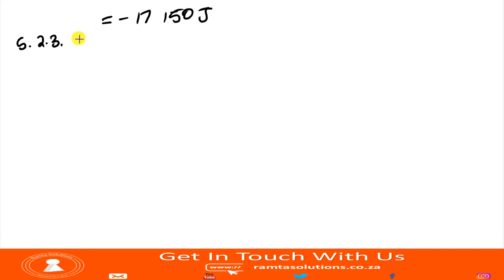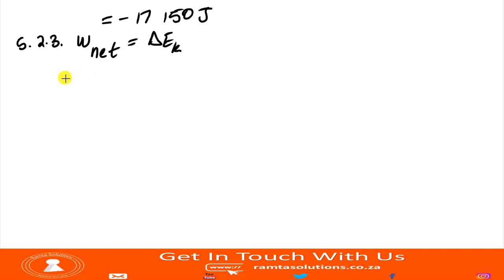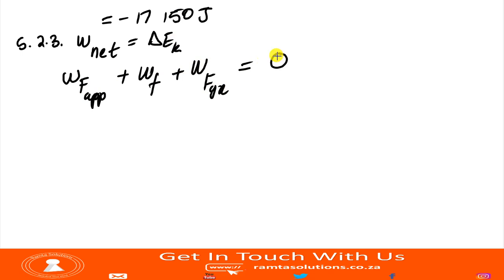So I will use the work energy theorem. Net work is equal to change in kinetic energy. And remember, they said this bicycle is moving at a constant velocity. So since it is moving at a constant velocity, it means your change in kinetic energy is zero. So net work is made up of work done by the applied force, plus work done by friction, plus work done by gravity. So we said change in kinetic energy is zero.